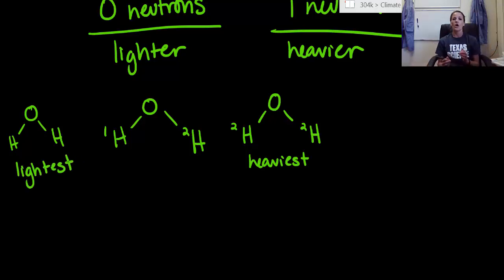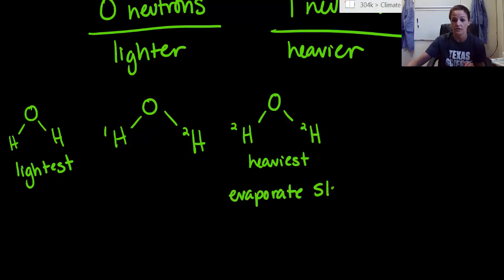So what we need to talk about is their rates of evaporation and rates of condensation. So when all 3 of these are in the liquid state, the heaviest molecule is going to require the most amount of energy to get it to go from the liquid state to the gaseous state. When it is heavier, it just needs more energy to do that, to go up higher. So what we could say is out of these 3 molecules, the heaviest one is going to evaporate the slowest.